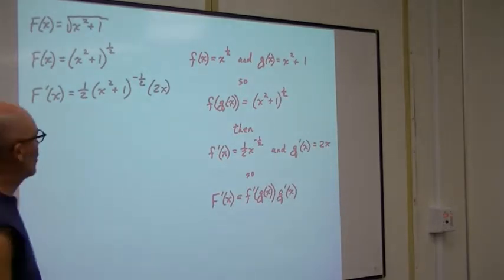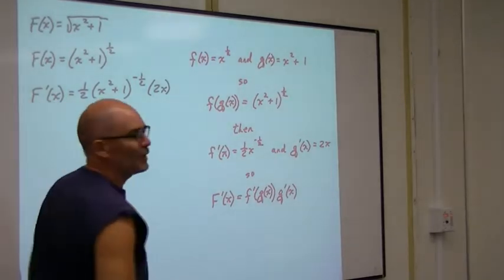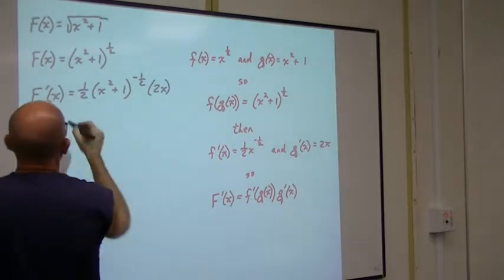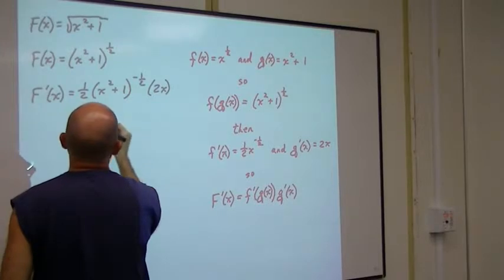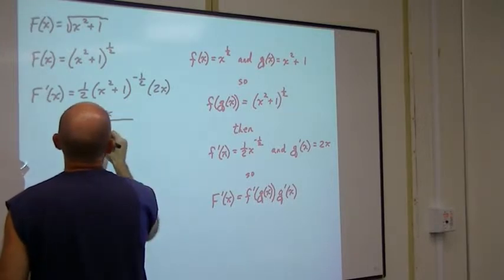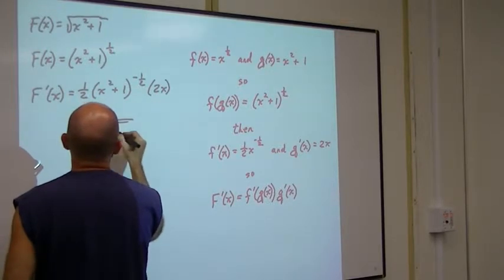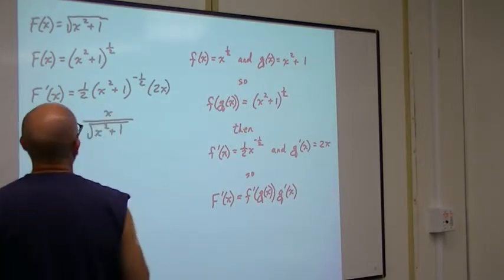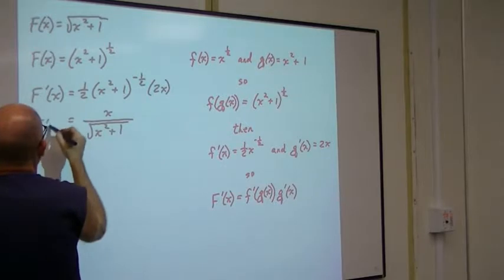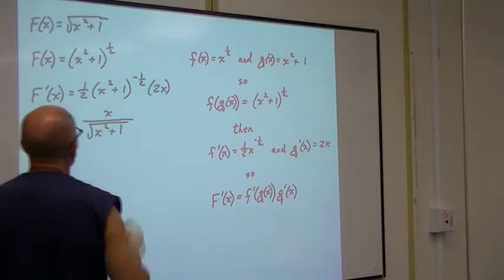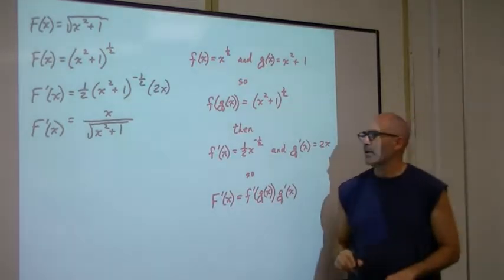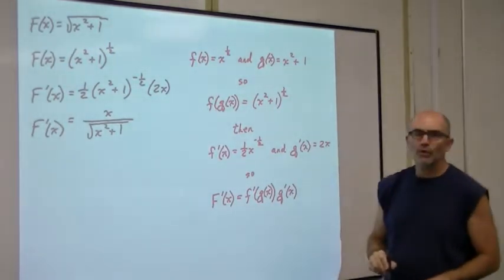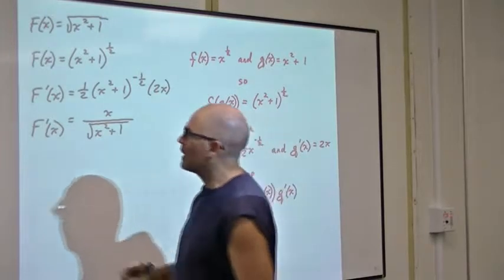Okay, so now all we have to do is simplify this stuff. So we've got 1/2 times 2x, which is just x, and then x squared plus 1 to the negative 1/2 becomes the square root of x squared plus 1. That's it. Game over. F prime of x equals x over square root of the quantity, x squared plus 1. There's your chain rule. All right, so let's try some more examples.